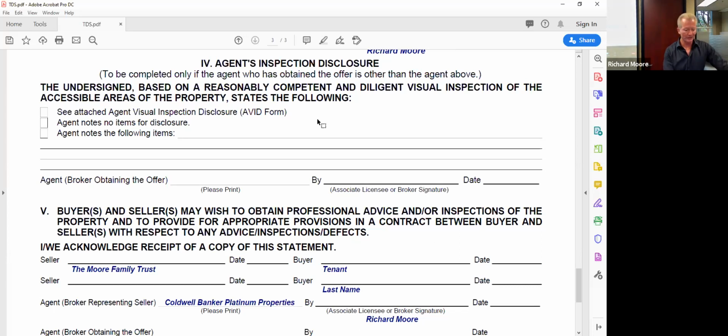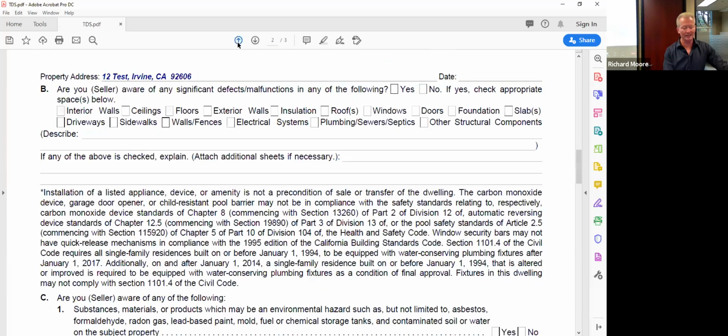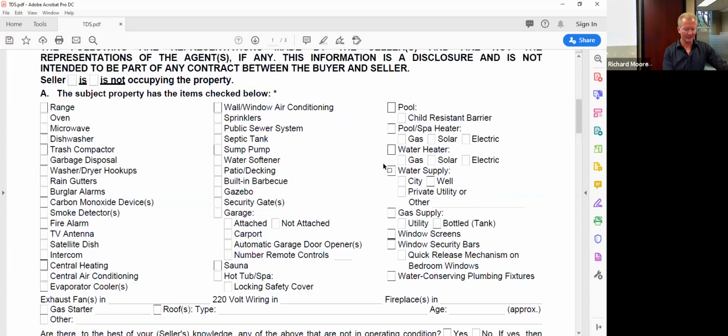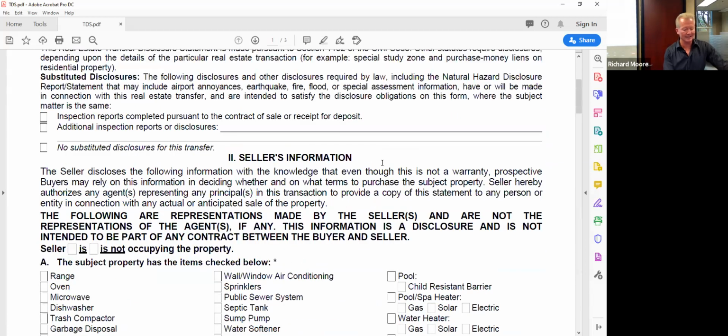And then who fills out the TDS? Well, sections 1 and 2 of the form are for the seller to complete. Please never fill in the form for them. Section 1 gives the seller the option of satisfying the TDS disclosure obligations through substituted disclosures in lieu or in addition to the TDS questions themselves.